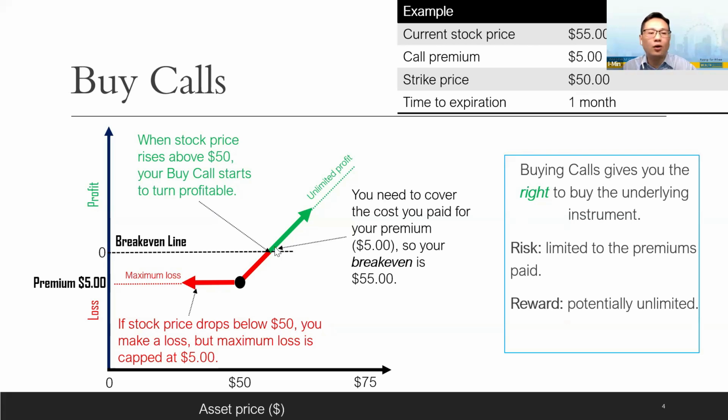As an option investor, one thing you must be very clear about is the payoff table. In this chart, the x-axis is the price of the underlying stock, and the y-axis is the profit and loss of the option buyer. If you buy an option, what is your profit and loss? Let's say, for example, one month later the price increased to $75.